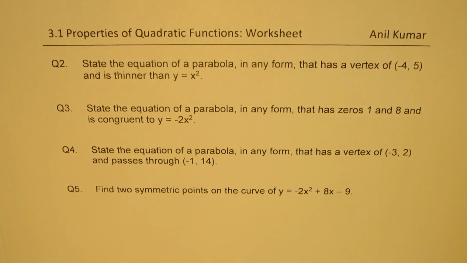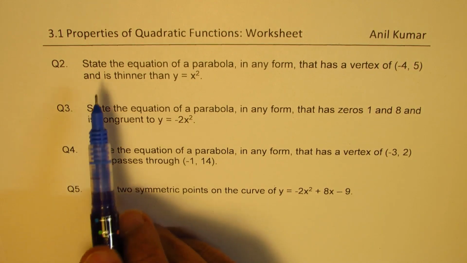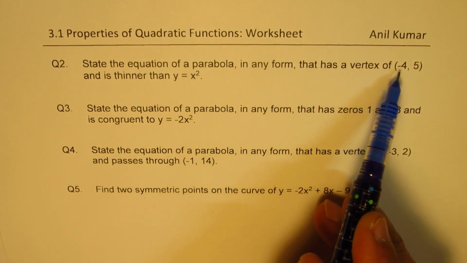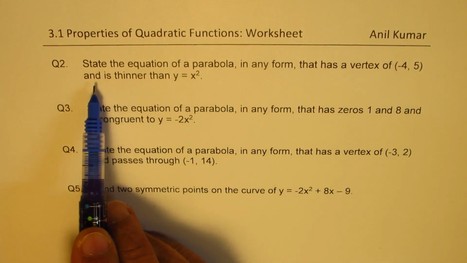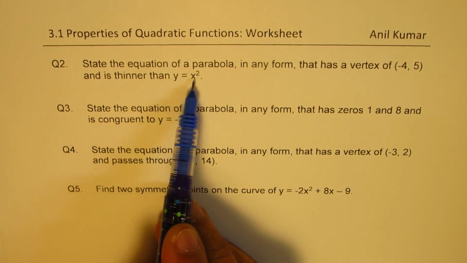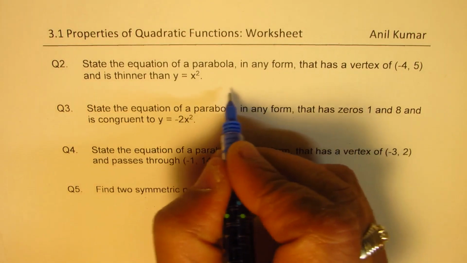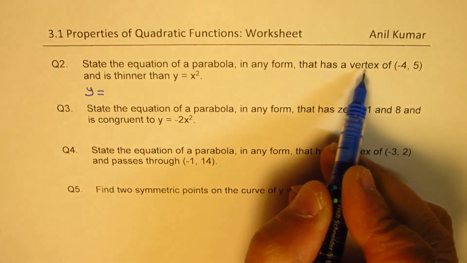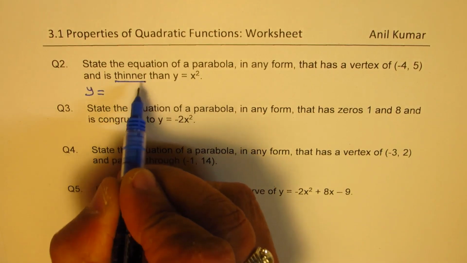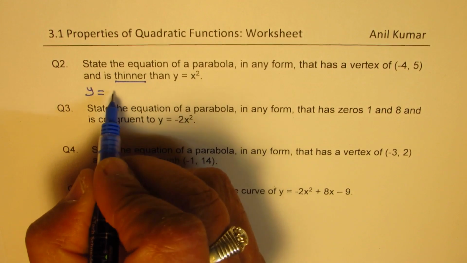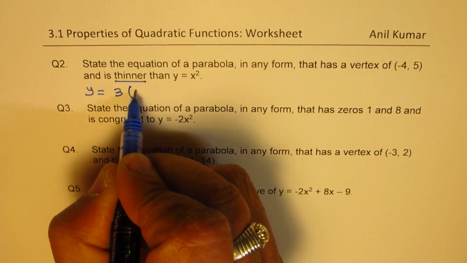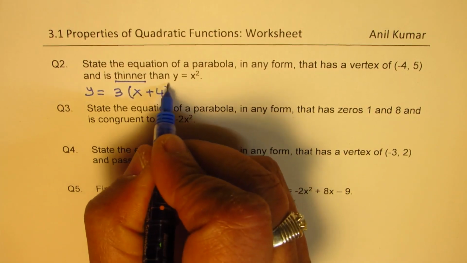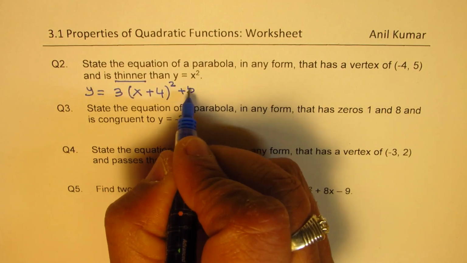Now let's continue with the knowledge-based questions. Question number 2 is, state the equation of a parabola in any form that has a vertex (-4, 5) and is thinner than y equals x squared. So we could write an equation, let's say y equals, now when we say thinner, it means what? It means vertically stretched, right? So we could write, for example, 3 times (x plus 4) whole squared plus 5, since the vertex is (-4, 5). So that would be thinner, right?